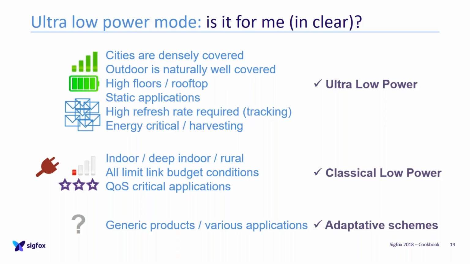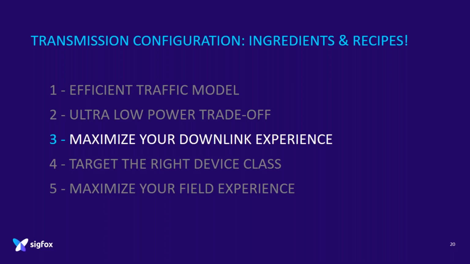Now, there are some products, of course, for which the radio conditions are not known. So depending on the main constraint of the application, you can go for either one of the solutions, or you can even build an adaptive scheme. Let's say test the network link quality and select how you will manage the coming communication.